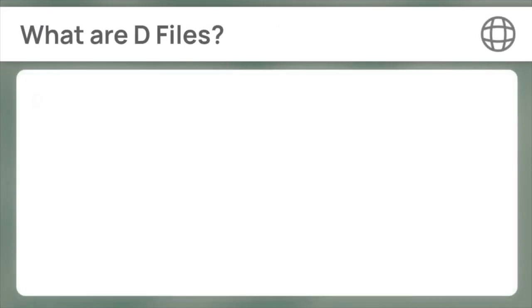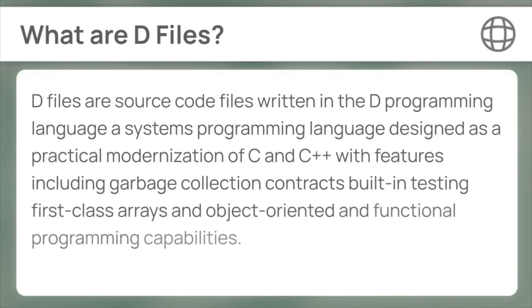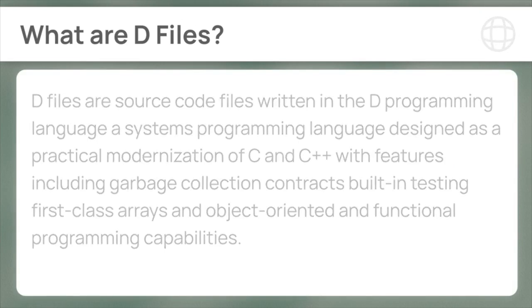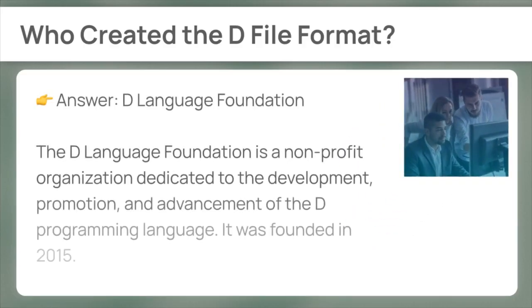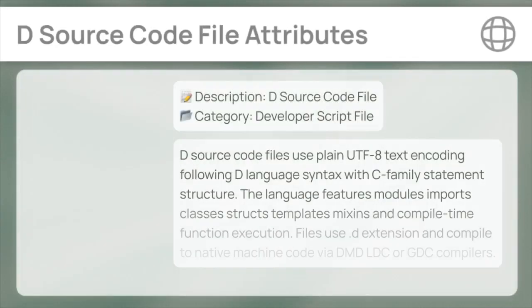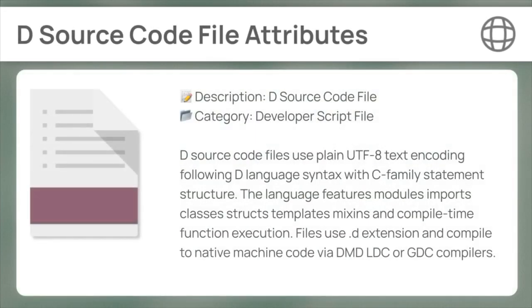D files are source code files written in the D programming language, a systems programming language designed as a practical modernization of C and C++, with features including garbage collection, contracts, built-in testing, first-class arrays, and object-oriented and functional programming capabilities. D source code files use plain UTF-8 text encoding following D language syntax with C family statement structure.